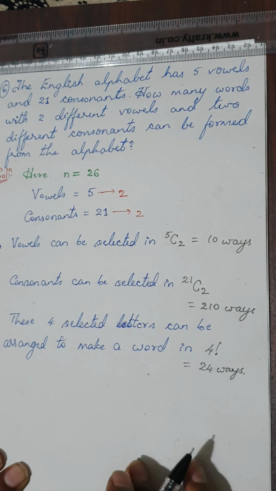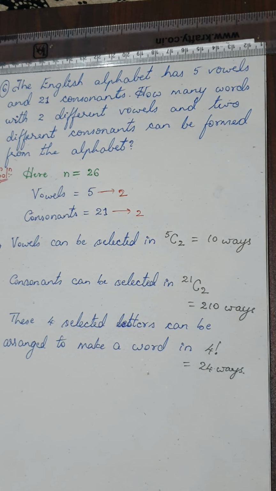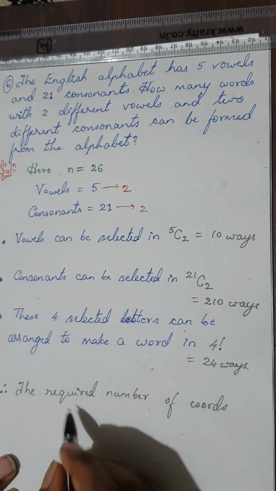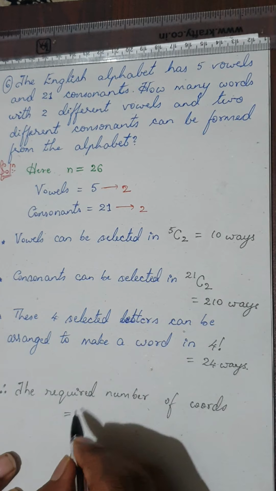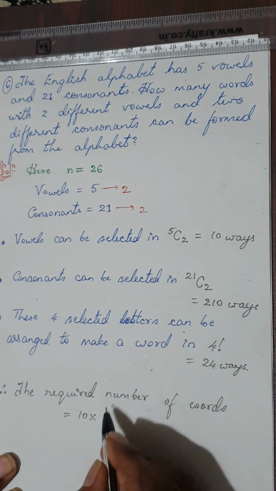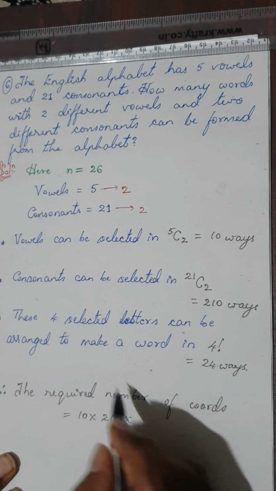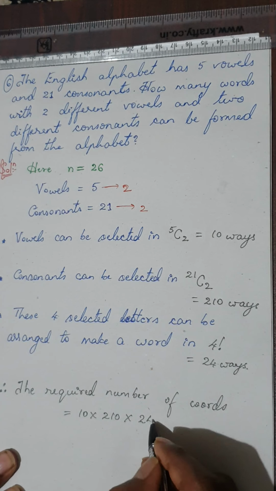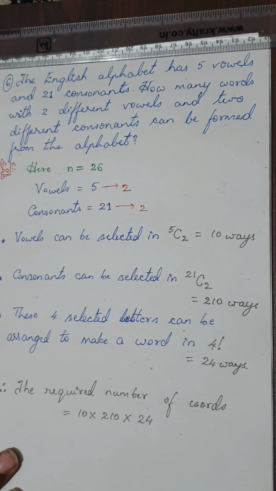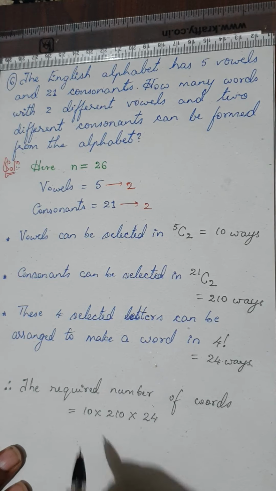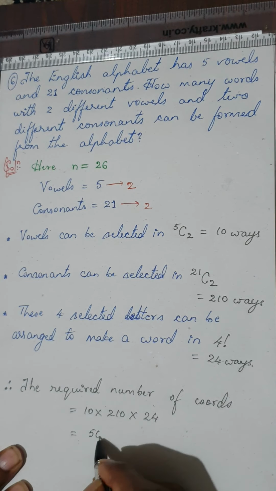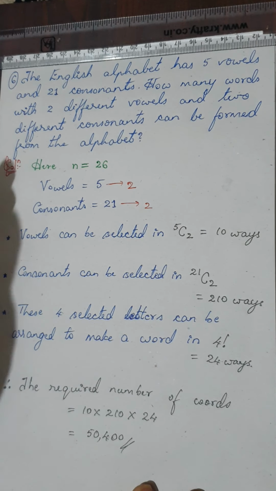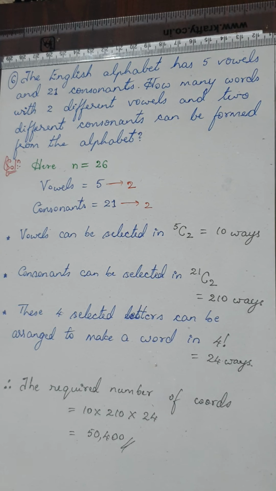Therefore, the required number of words is equal to the vowels selection, that is 10, into the consonants selection, that is 210, into the arrangement, that is 24. These both are selection and this is arrangement. Okay, so the values are very clear. You can multiply using your calculator. You will get the value as 50,400 words can be formed with the given condition in question number 6.